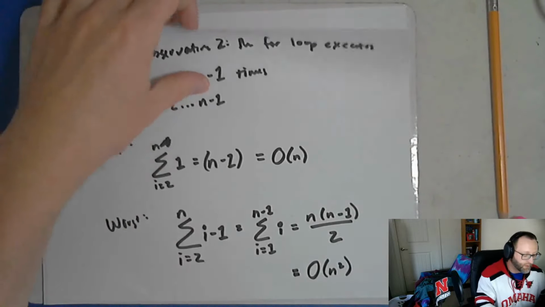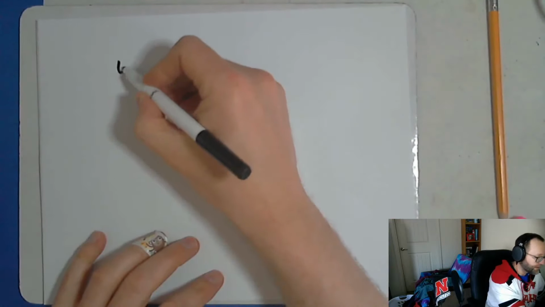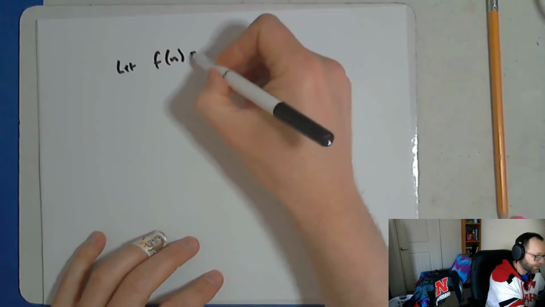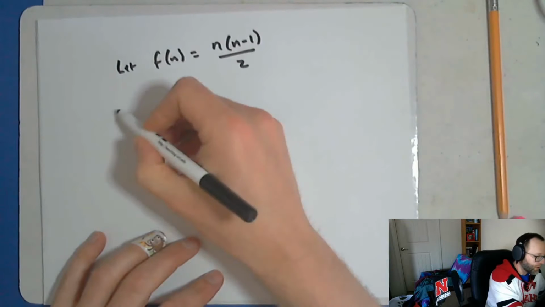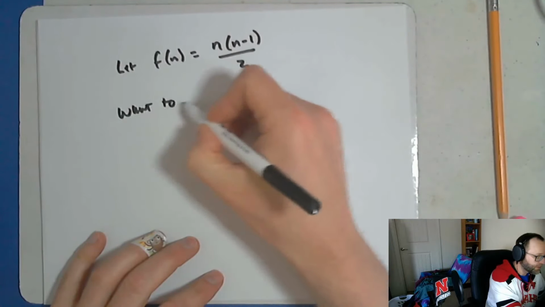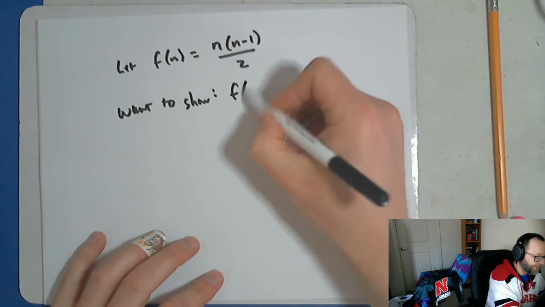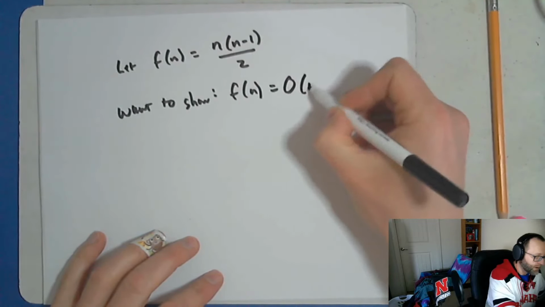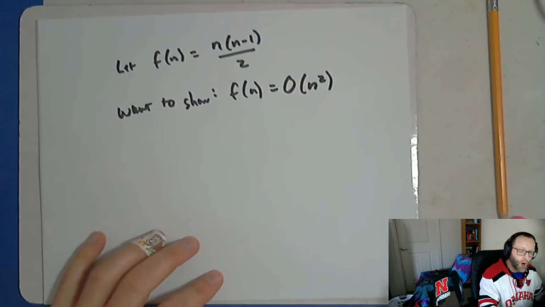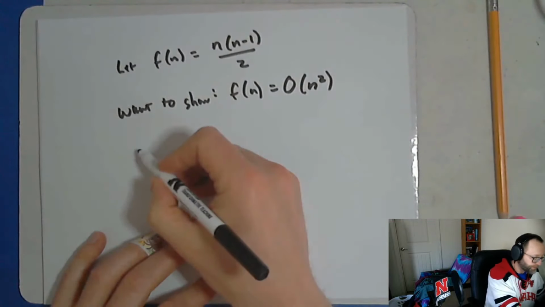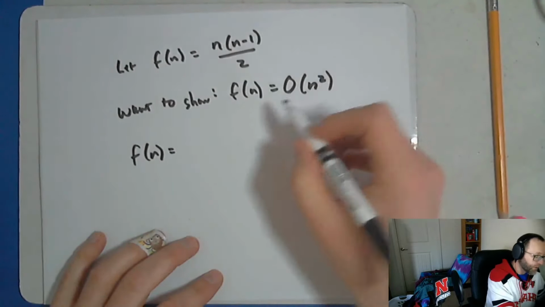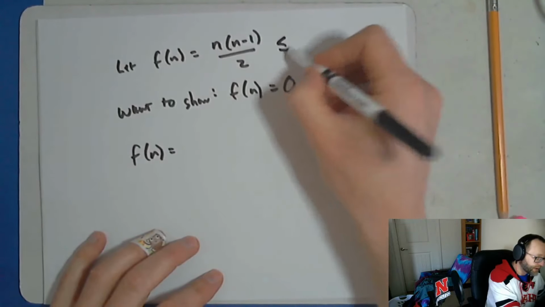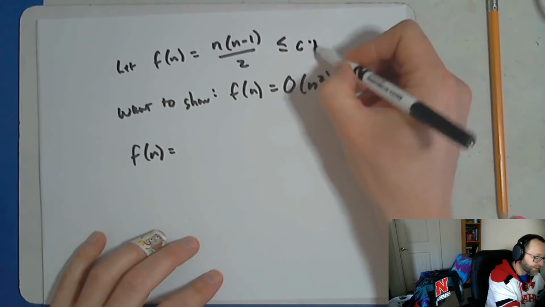Just as a really quick review, let's make sure that we remember how to do that. So let f of n be n times n minus 1 all over 2. We want to show that f of n is order n squared. Okay? All we need to do is set up an inequality. We want to show that this is less than or equal to some constant times n squared.